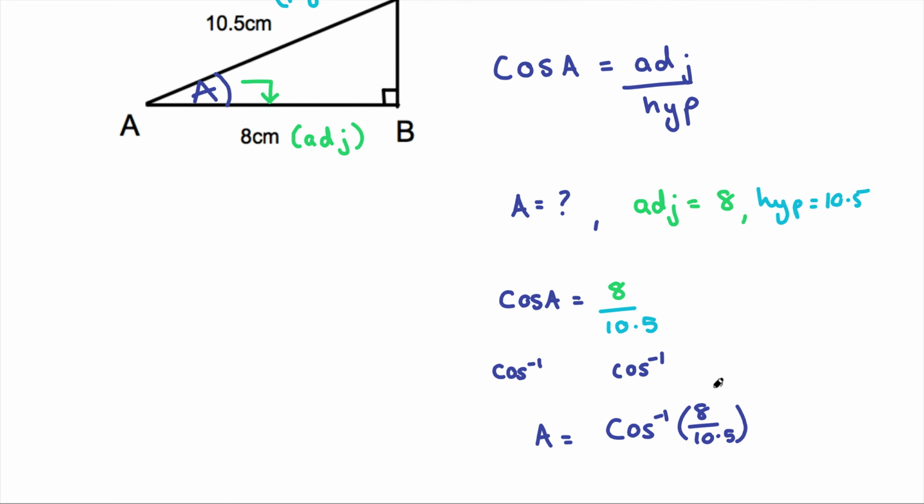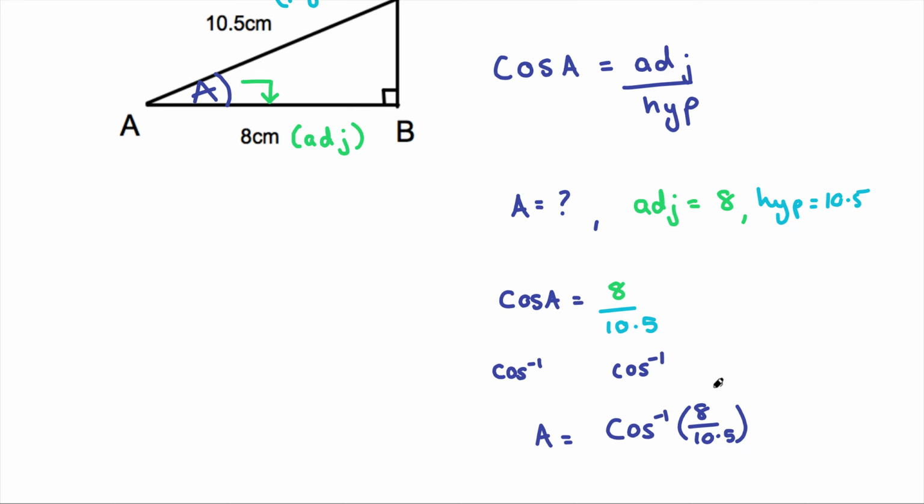Then, how do I get cos inverse in my calculator? The same way that you got sine, but with the cos button. You're going to press shift and cos. Then you're going to type in your fraction. So press the fraction button, and then you're going to put in 8 all over 10.5.